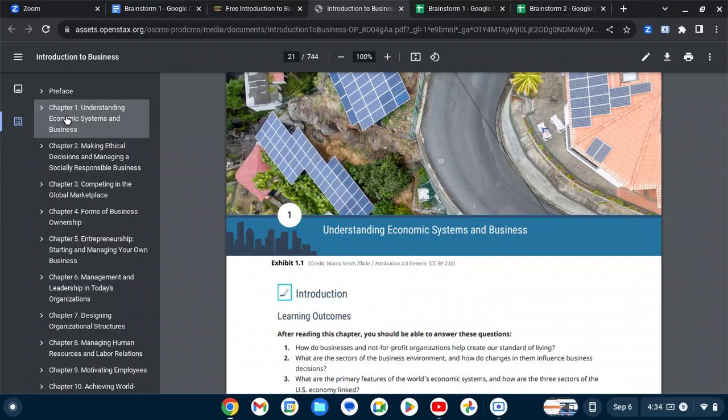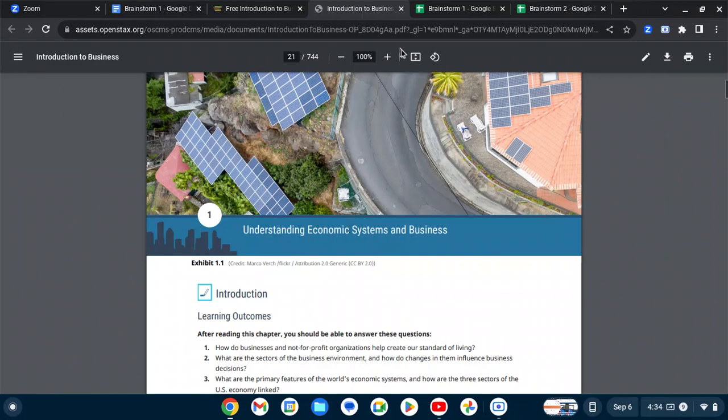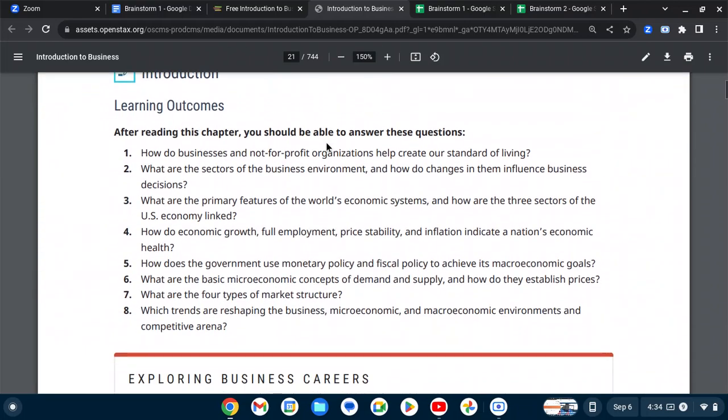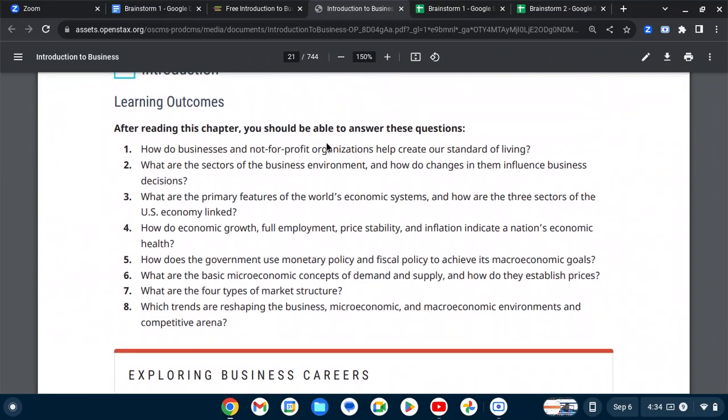Chapter 1, Understanding Economic Systems and Business. Learning outcomes. After reading this chapter, you should be able to answer these questions. How do businesses and not-for-profit organizations help create our standard of living? What are the sectors of the business environment, and how do changes in them influence business decisions?